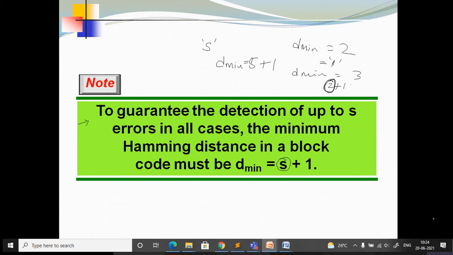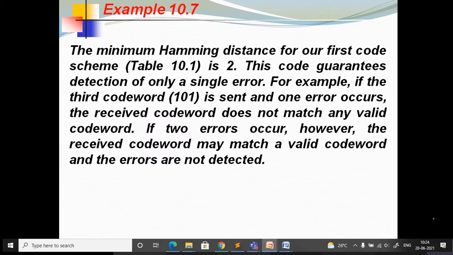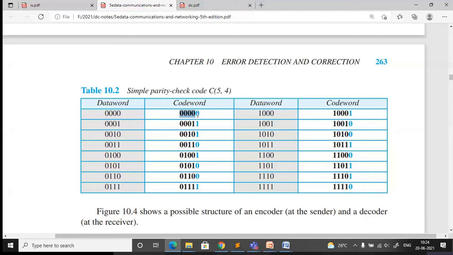Now there is one diagram for this. But before going to the diagram, let's take one example, for finding the minimum Hamming distance for the first code word. You need to remember table 1 and table 2. In one table you have a data word of 4 bits, and you add one extra bit to form the code word. In the other table you have a data word of 2 bits and a code word of 3 bits. Just remember those two tables.